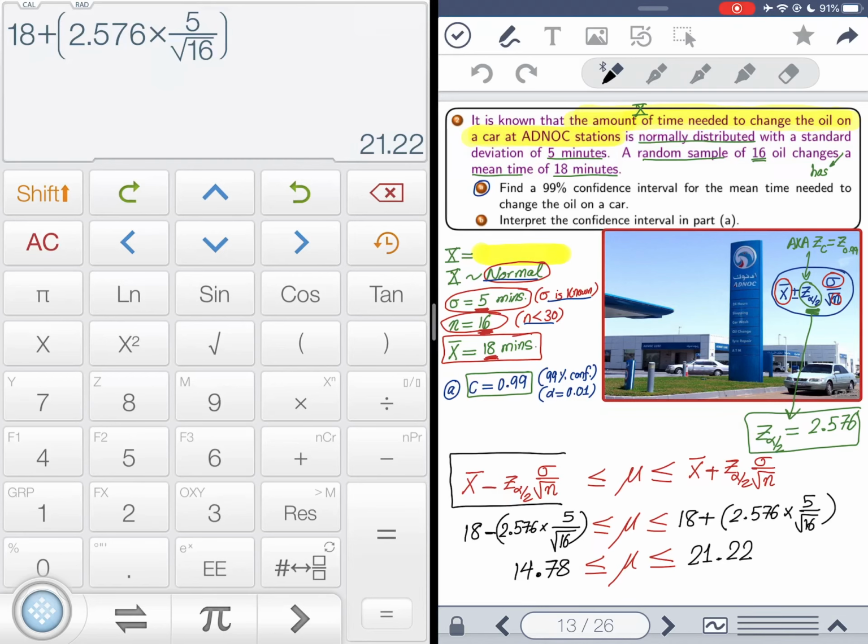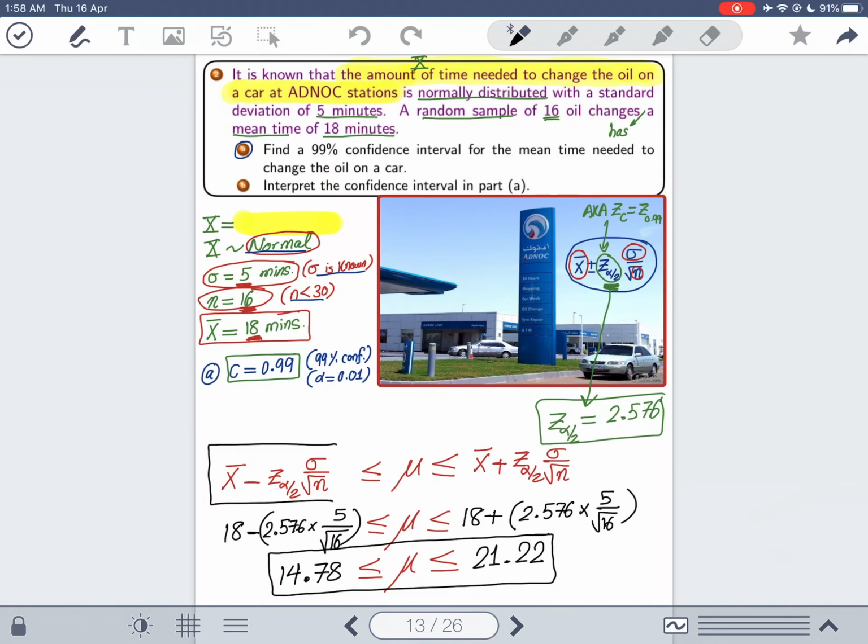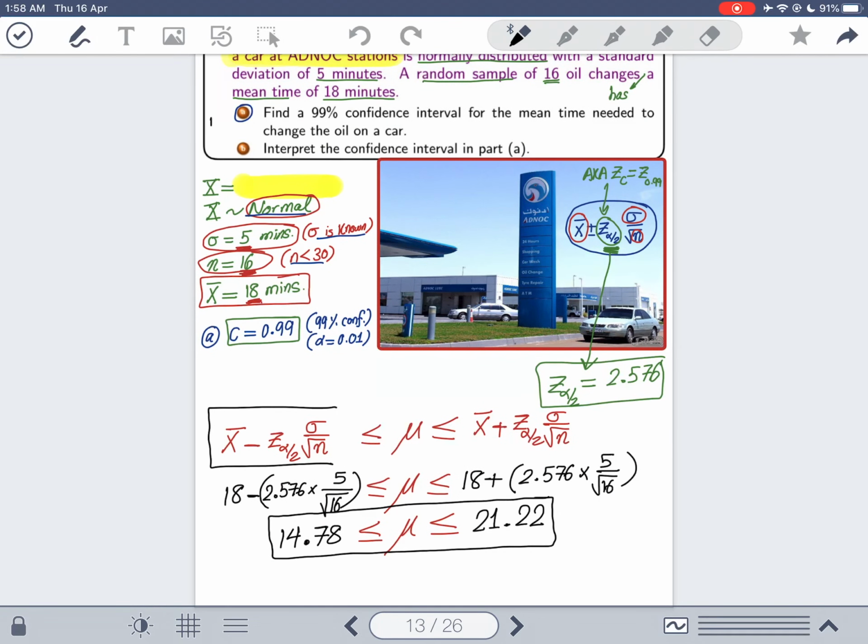Of course, this is given in minutes also because the sample mean and sample standard deviations are in minutes. So we have solved it. This is the answer to A. Okay, so now A is known. We found the 99% confidence interval for the mean.